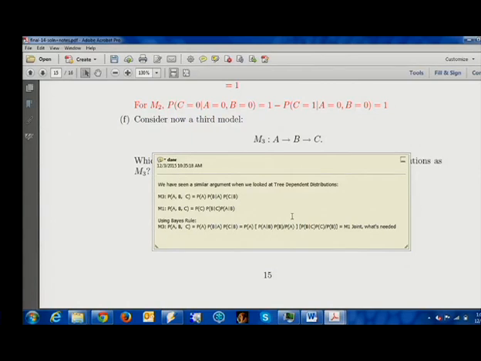So C times P of B given C times P of A given B. And the way to derive that they're the same is very simple. So I'm starting with M3, which is this, and I'm going to use Bayes' rule.